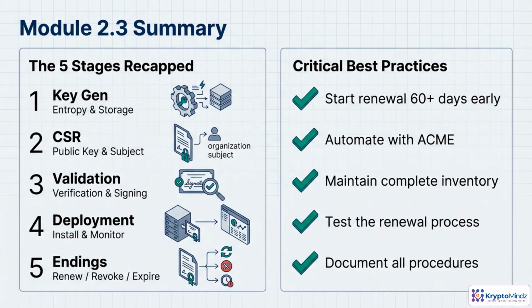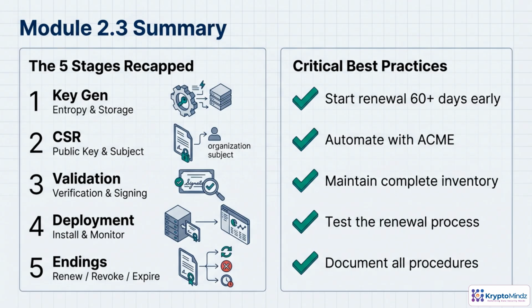Let's tie together what you've learned about the certificate lifecycle and how to keep it under control in a real environment. Every certificate journey follows the same 5 stages. First, you generate keys with strong entropy and store the private key securely. If you get this wrong, nothing else can save you. Second, you create a CSR that correctly represents the subject and includes the right public key and extensions. This is where identity and technical requirements come together.